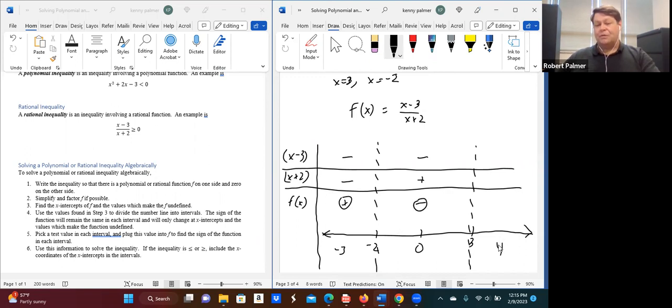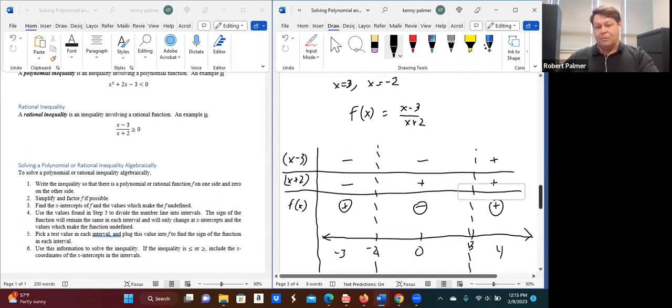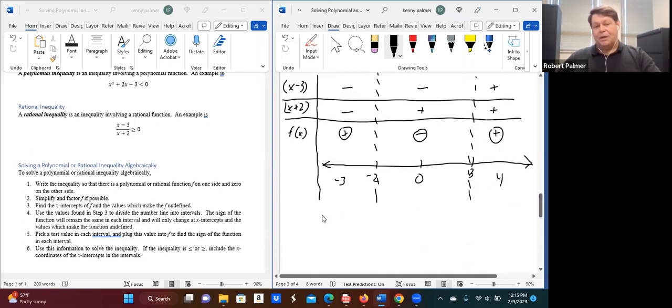And then finally over here in this interval, if I plug in 4 to both, 4 into the first one, 4 minus 3 is +1. That becomes positive. And for the other factor, plug 4 in for x, 4 plus 2 is 6. That's also positive. So here, a positive divided by a positive is positive. Okay, so we have everything we need.